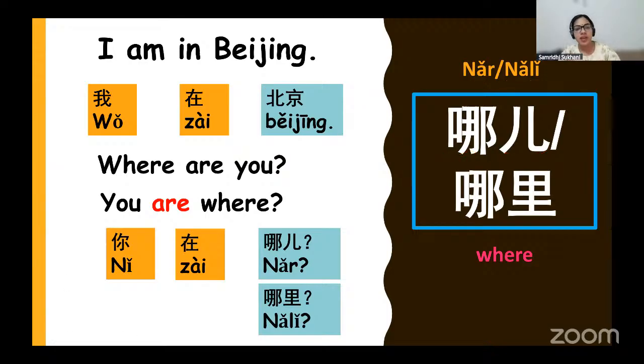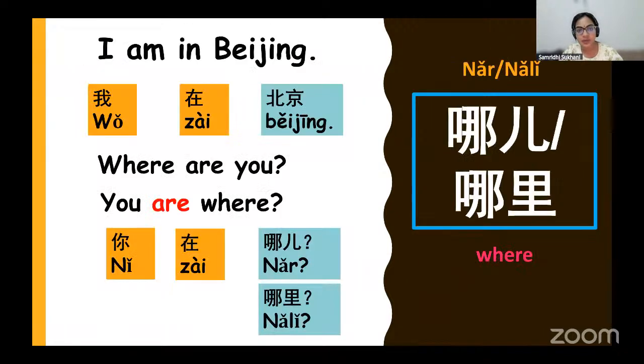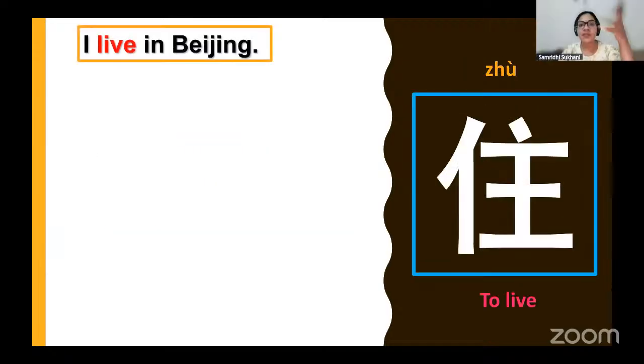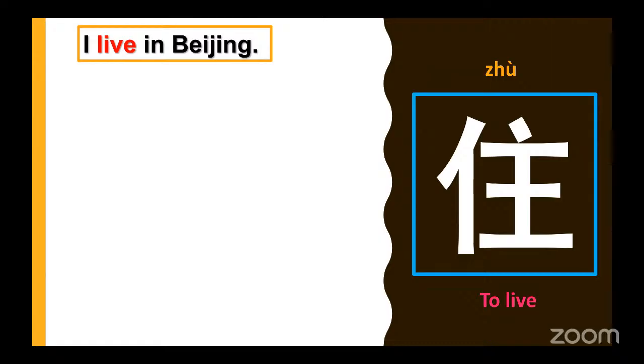So now I'm gonna add one more element to it. Instead of saying where are you, now we want to say where do you live. So first of all, understand how the answer will be. When you ask someone, where do you live, what do you say? I live in India. Very good. So live in Chinese is called zhu. Can you guys repeat after me? Zhu.